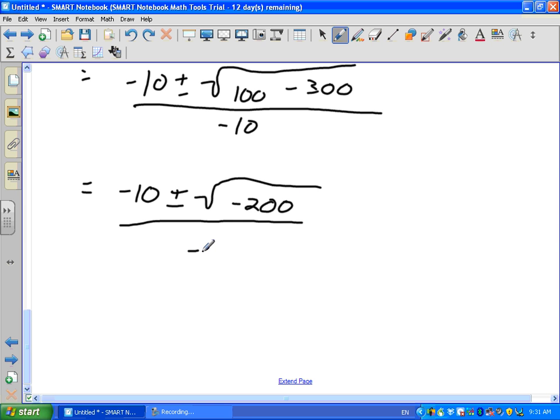Okay, can I find the root of a negative number? No, there are no two identical numbers that can give us a negative. So this would be an example of something we are unable to solve with real numbers. There are no zeros. So we know this parabola does not cross the x-axis. Do you guys have any questions about that?